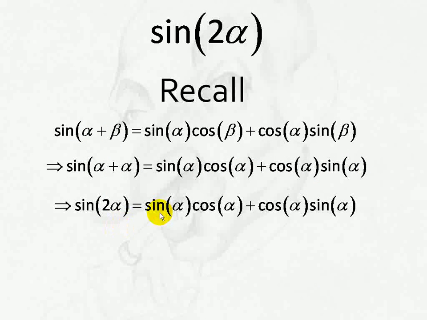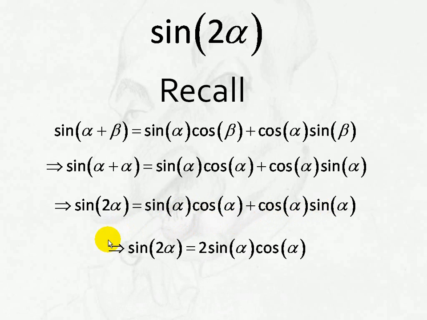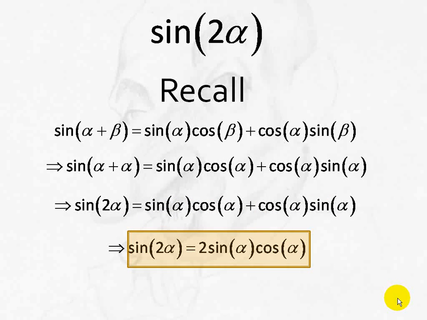And now notice what we have. We have sine alpha, cosine alpha. And then another one, sine alpha, cosine alpha. So we have 2 of those. So that leads us to sine 2 alpha is equal to 2 sine alpha, cosine alpha. And that is our first double angle identity.